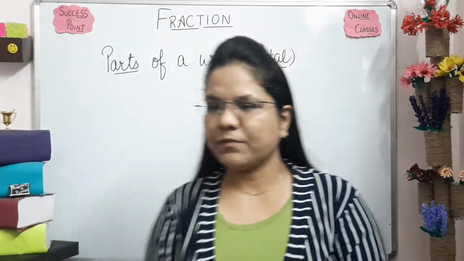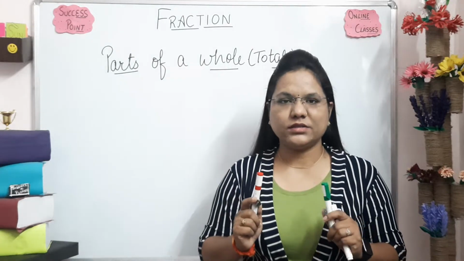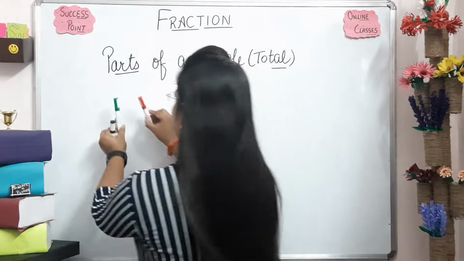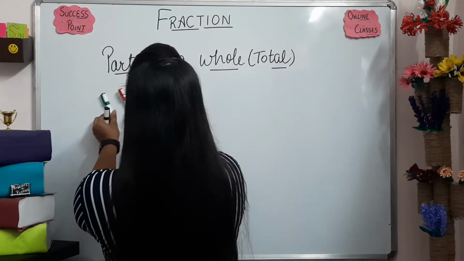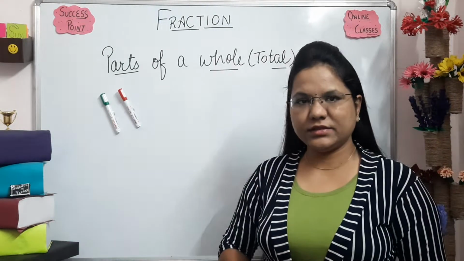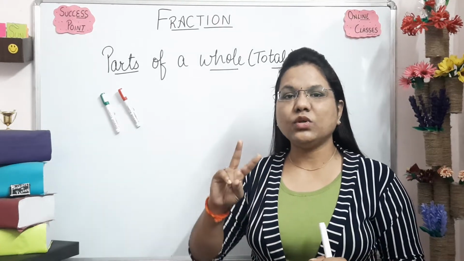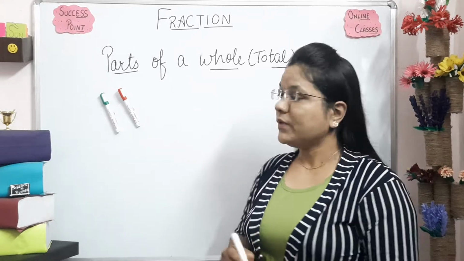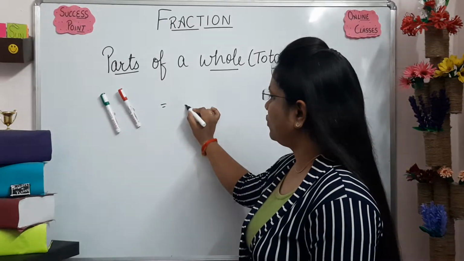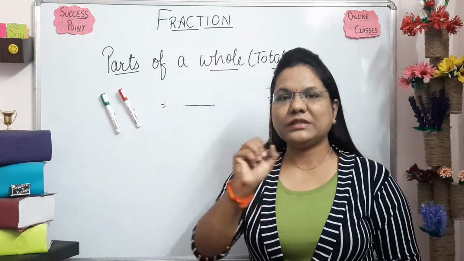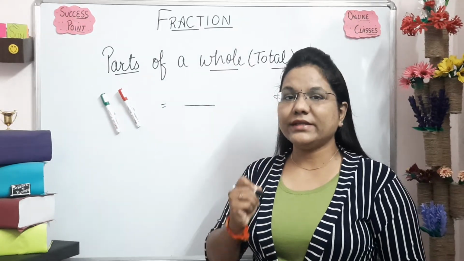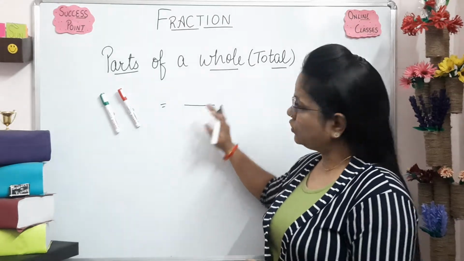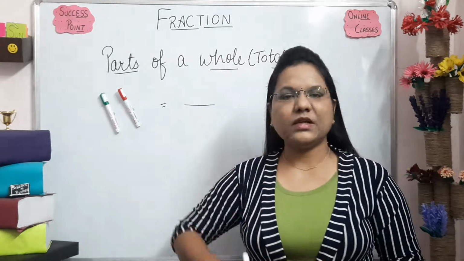Now we have these two markers. Which marker do I want to use? Let's understand. To represent a fraction, we need two numbers. One number will be at the top, one number will be at the bottom. To show these two numbers, we will use a line between them, which we call "by". One by another one. So, which number will come at the top and which number will come at the bottom?